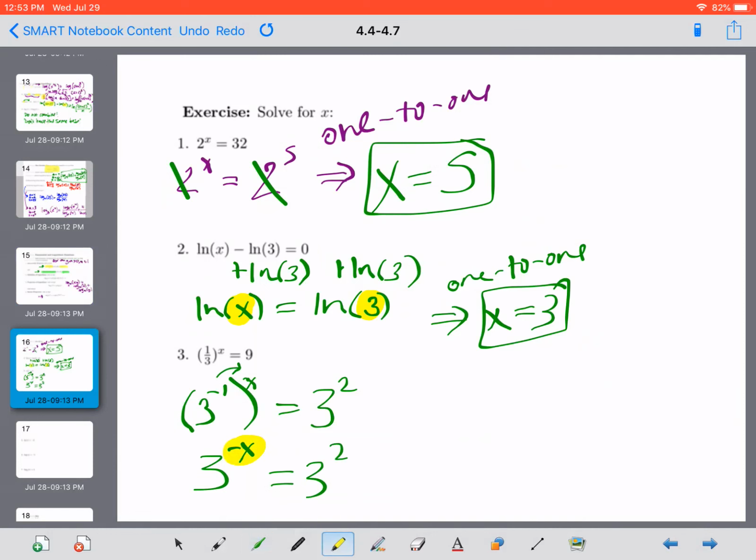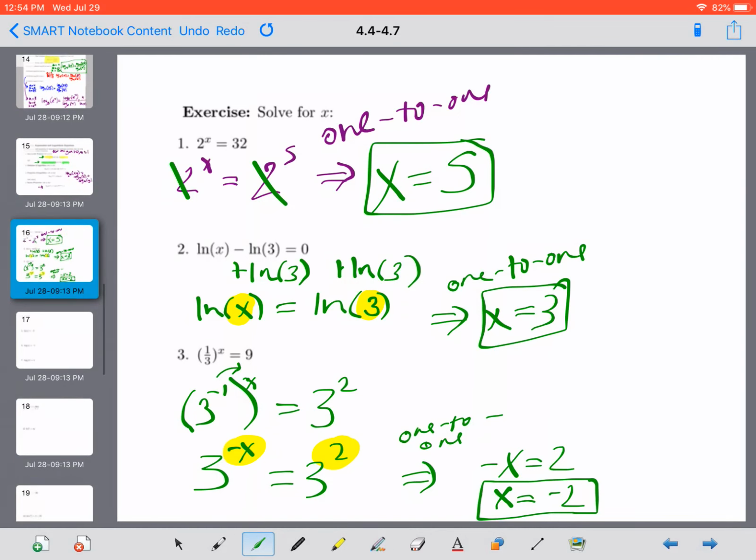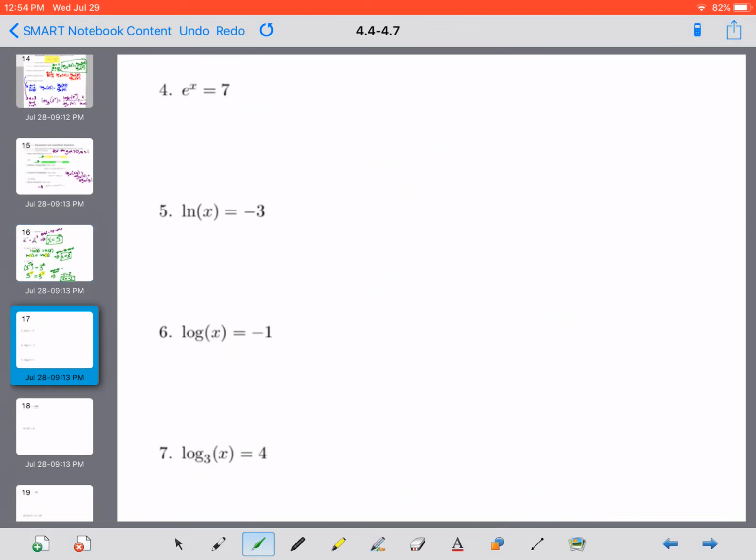And now I can use that 1-to-1 property because I have two powers with the same base that are equal to each other. So by the 1-to-1 property, I can conclude that negative x is equal to 2, and thus x has to be equal to negative 2. Alright, so all three of these first examples have used that 1-to-1 property. Let's look at a few more examples.